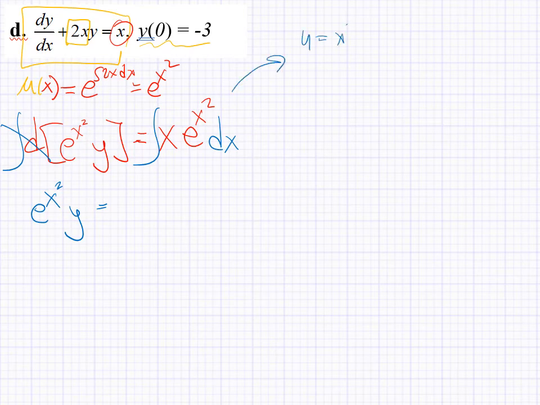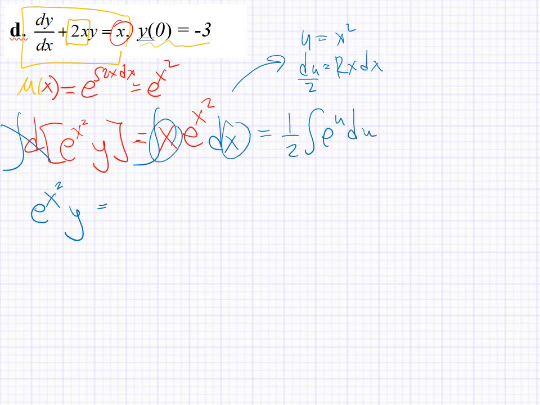u equals x squared, du equals 2x dx. I don't have an extra 2, so I'll divide. So I'm going to get 1/2 integral of e to the u du, because x dx is going to be my du over 2. And so the integral of e to the u is e to the u, so I'm going to get 1/2 e to the x squared, plus c. Don't forget that plus c there.